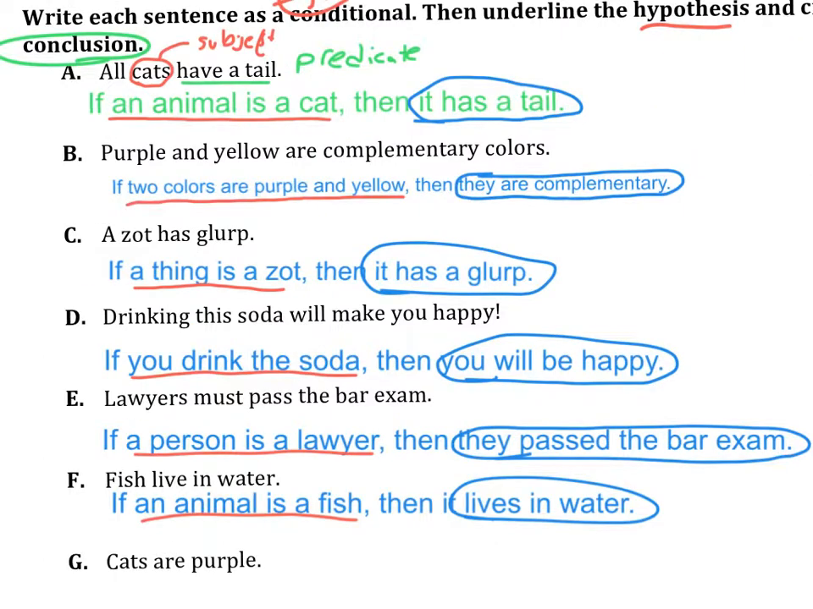Now we can check our answers on these. Notice that C does not make sense at all, and that's okay because the point is not that it does make sense, but that I can convert this into an if-then statement. So there's something called a zot, so it's a thing. If a thing is a zot, then what is essential about it? It has a glurp. Drinking the soda will make you happy. If you drink the soda, then you will be happy. Lawyers must pass the bar exam. If a person is a lawyer, then they pass the bar exam. Fish live in water. If an animal is a fish, then it lives in water.